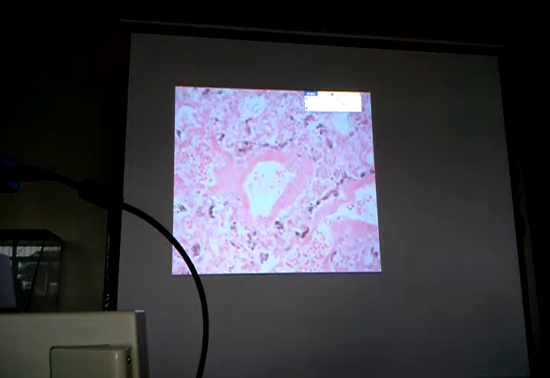Necrotized epithelial cells, what else? Proteins coming from the blood. Very good, because of increased vascular permeability. So that's the appearance of hyaline membrane also in adult acute respiratory distress syndrome.